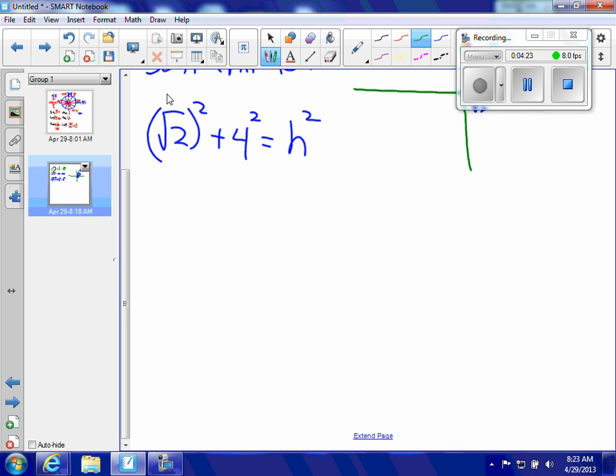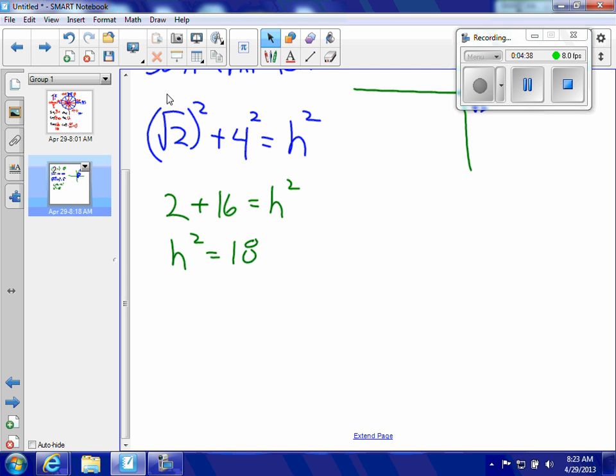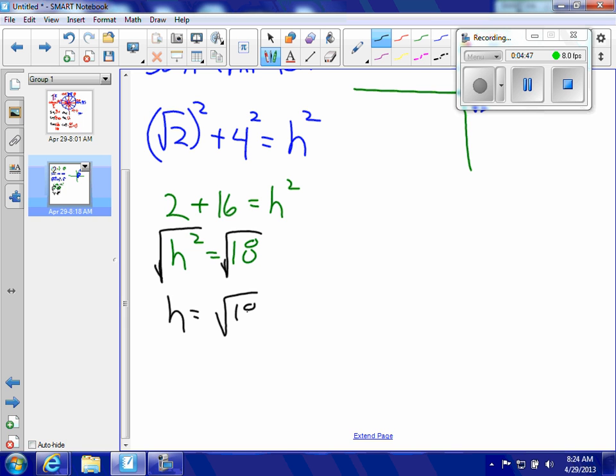Okay. So radical 2 squared is 2, plus 4 squared is 16, is equal to hypotenuse squared. So I have h squared is equal to 18. I will take the square root of both sides. And I don't need to worry about plus or minus here because I'm dealing with distances. So I have h is equal to the square root of 18. And I see a 9 in there, and a 9 is a perfect square. So I know h is equal to 3 radical 2.